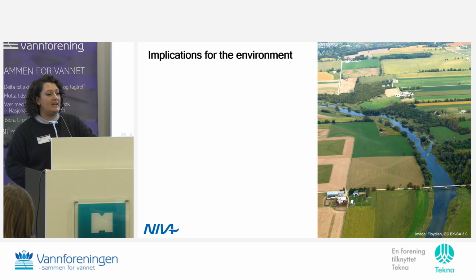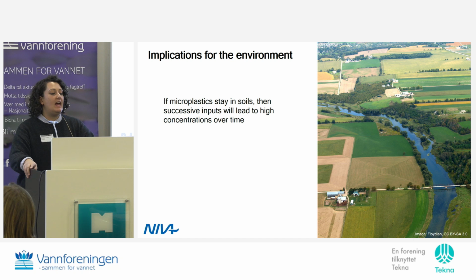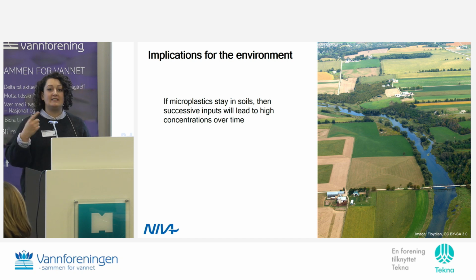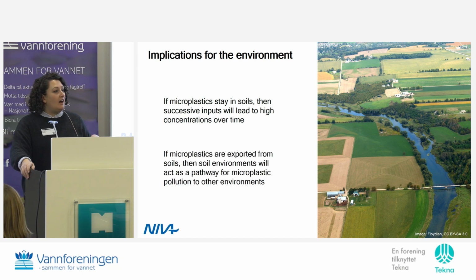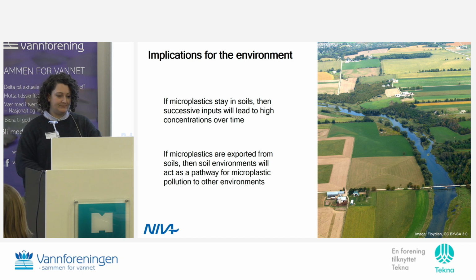In terms of the implications for the environment, if the microplastics stay in the soils, like we saw for the Spanish case study, then successive inputs, so successive applications of sewage sludge or successive uses of agricultural plastics, could potentially lead to quite high concentrations over time as these particles are staying in the soils. On the other side, if microplastics are exported from these soils, then these soil environments will represent release pathways for microplastics to other connected environments, including aquatic systems.